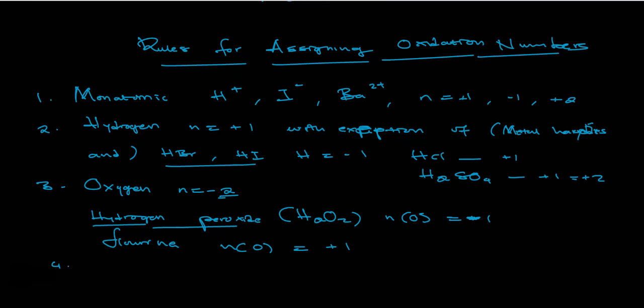Let's go and talk of number 4. What about neutral compounds? What's the oxidation number of neutral compounds? Actually, what are these neutral compounds? Compounds which are not charged, like sodium chloride. In its neutral state, it's not charged. You can't see any charge, neither negative nor positive. So the oxidation number for any neutral compound is 0.